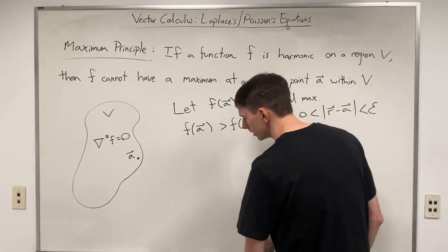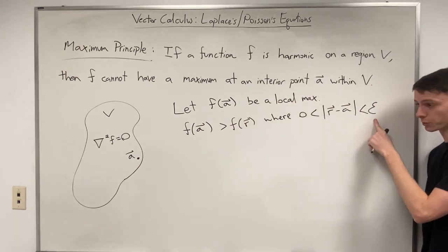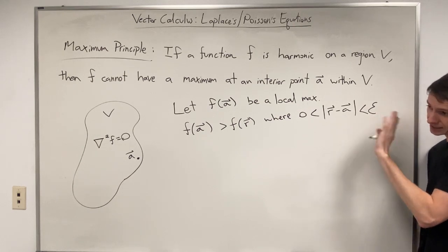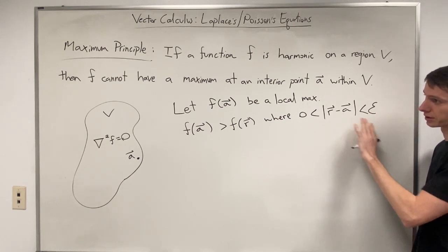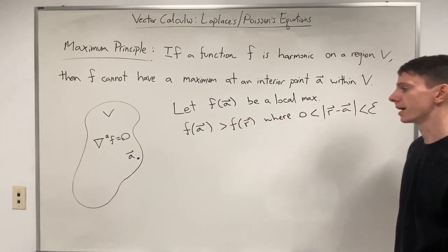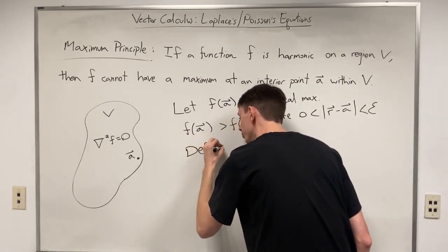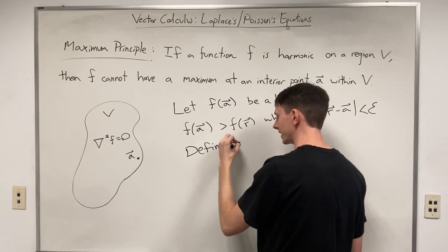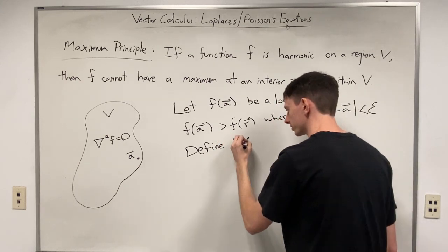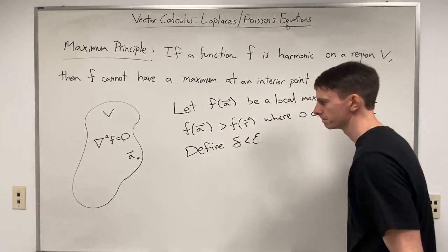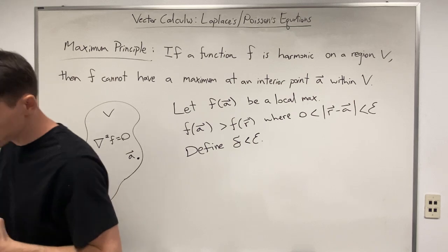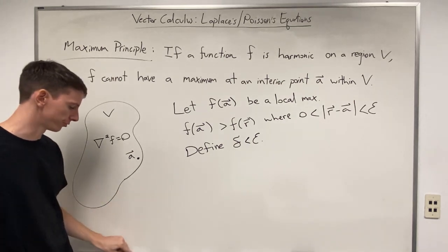We're going to define not an original neighborhood epsilon. We're guaranteed to have an original neighborhood epsilon just by f of A being a local max. But let's define a new neighborhood of radius delta, where specifically delta is going to be a smaller number than epsilon. Now, this is practical for a couple of reasons.